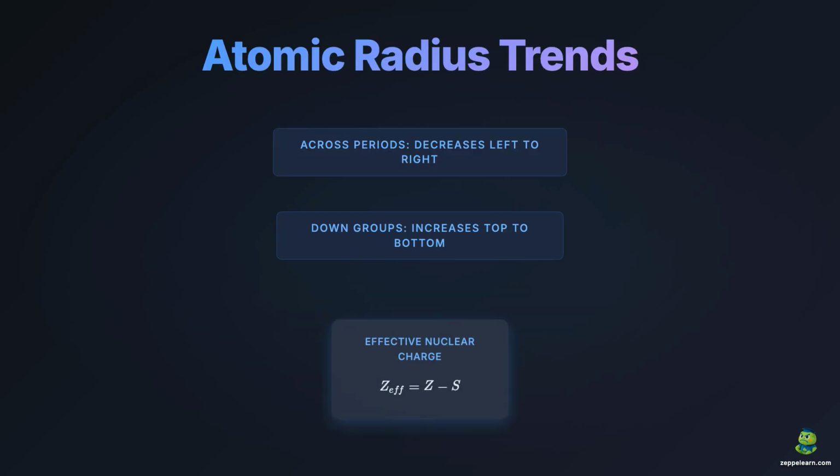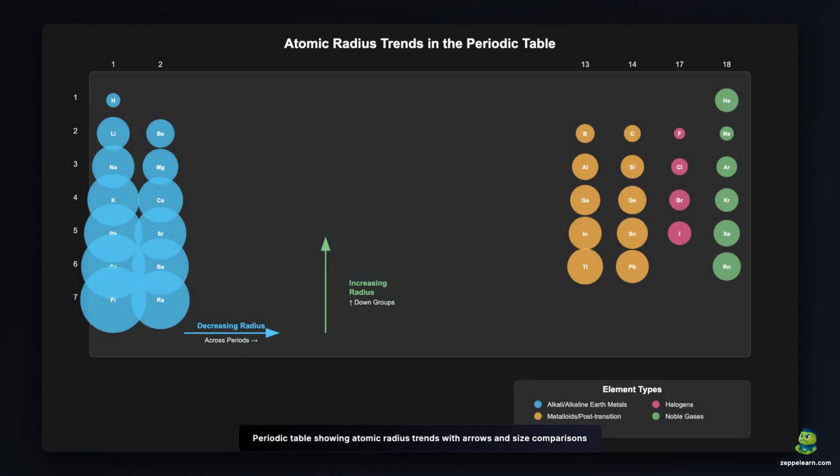The effective nuclear charge Z effective equals the actual nuclear charge Z minus the shielding constant S, explaining why atoms get smaller across periods. This diagram shows how atomic radius changes across the periodic table, with the largest atoms in the bottom left and smallest in the top right, excluding noble gases.